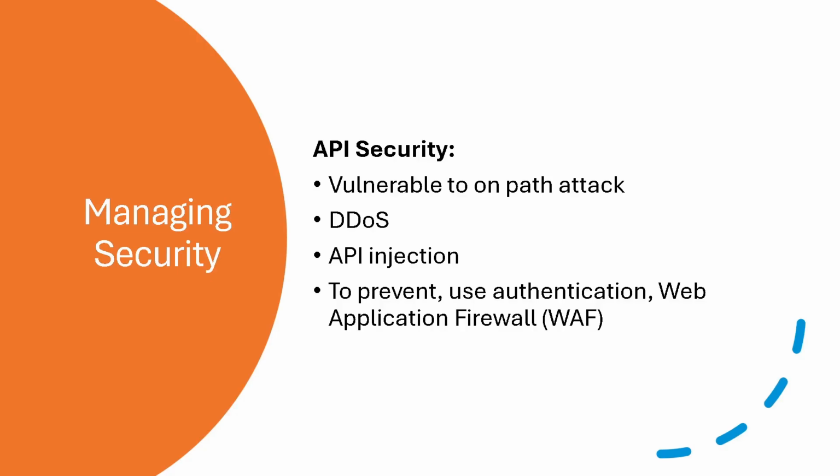API security. An API, or an application programming interface, is a service that is used to communicate between two different systems or softwares. APIs are vulnerable to on-path attacks and API injection, which may lead to a DDoS attack. To prevent such issues, we use authentication and web application firewalls.